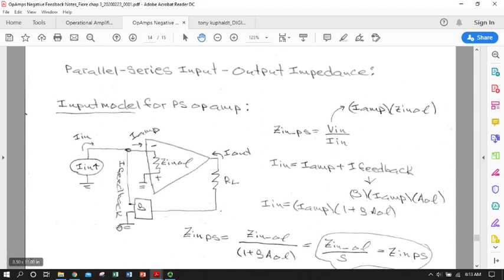Some is going to go down through the feedback network to ground, and the rest is going to flow into the amplifier, I amp, and through our open loop input impedance, whatever that may be, but we can look it up on the spec sheet, to ground. So we've got it coming in on the inverting and coming out of the non-inverting to ground. So this is our circuit model of what we think the open loop input impedance is, and then our feedback network. So we'll define Zin parallel series, otherwise known as Zin closed loop, with the parallel series negative feedback network.